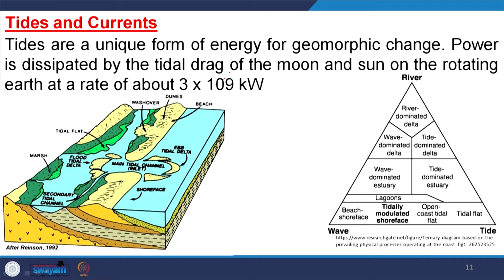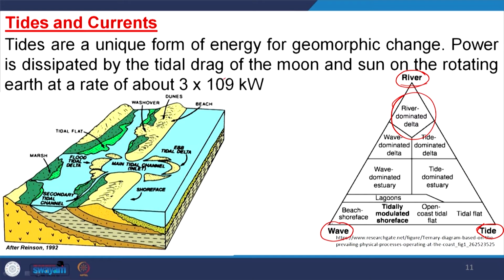So, here there are 3 processes: one is river process, one is wave process, another is tide process. These 3 processes combinedly work along the coastal zone to change the coastal geomorphology. If you see here, each process has its region of dominance. Where river process is more active as compared to wave and tide, we are getting river dominated delta.